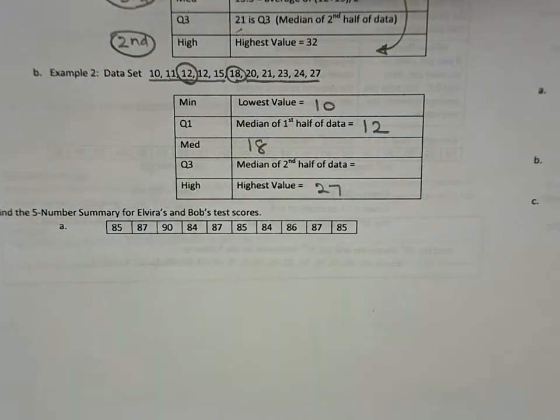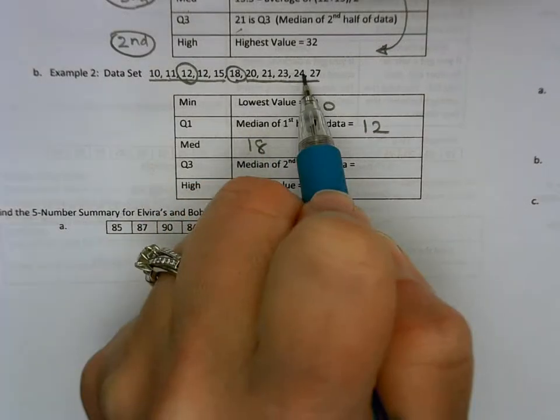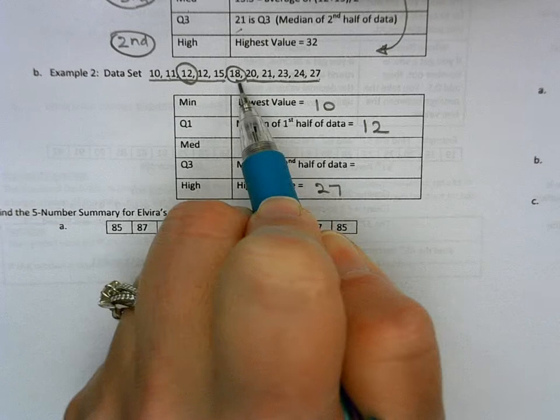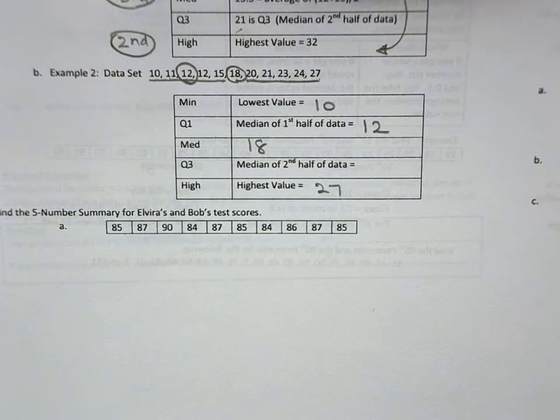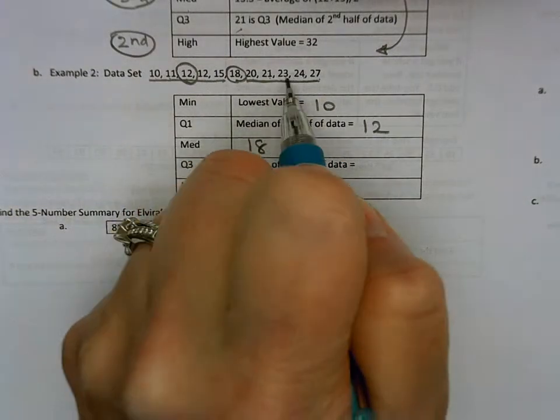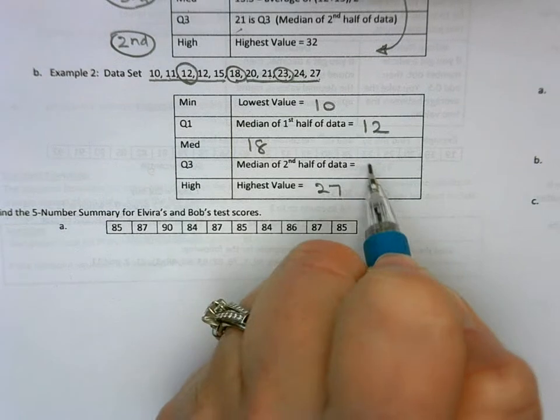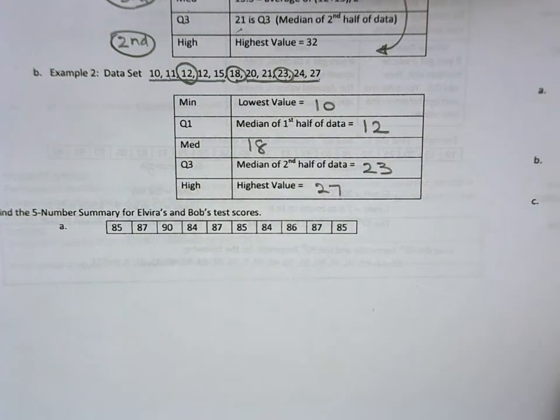And do the same thing for the other one. Okay, so 1, 2, 3, 4, 5. Okay, so there's 5 values here, and so the middle will be 23. And there's my third quartile. Okay.